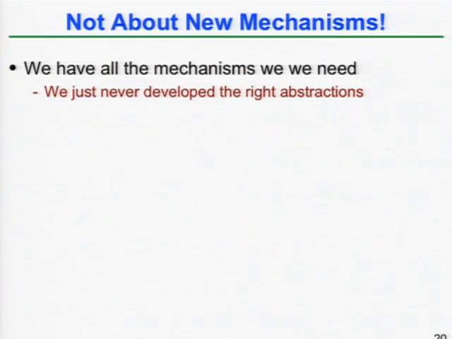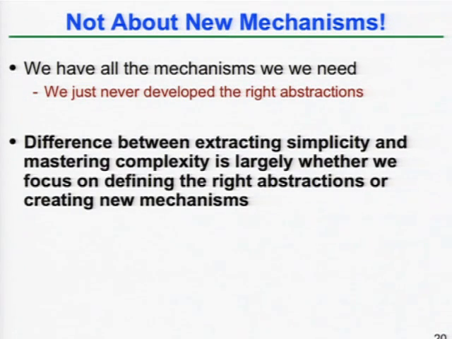Now, I just want to point out, we're not talking about new mechanisms. We have all the mechanisms we're ever going to need. Okay? We just have never developed the right abstractions. And the difference between mastering complexity and abstracting simplicity is whether or not you focus on finding the right abstraction versus defining a new mechanism.